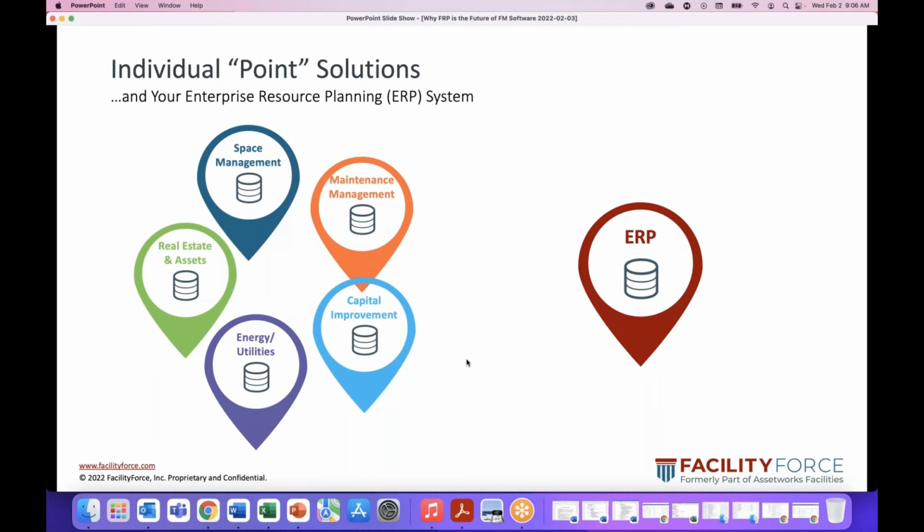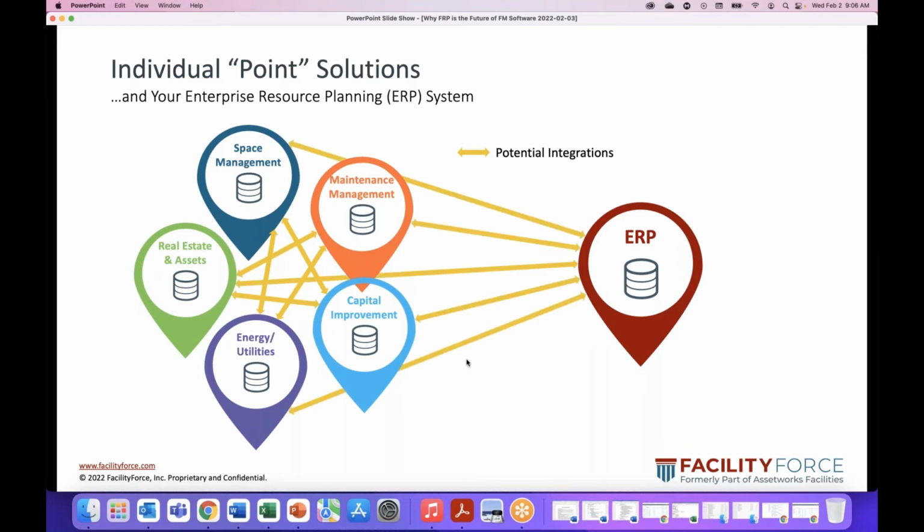Now, what's happened over time is the need has arisen to integrate these solutions because you need information from space management to feed the needs in capital project management and so on. You need to pull numbers from each of these point solutions in order to answer questions for management. And then each of these point solutions has needed to be integrated with your ERP. All of these lines here represent potential headaches for your IT department, because every one of those integrations between different systems comes with complexity and needs to be supported.